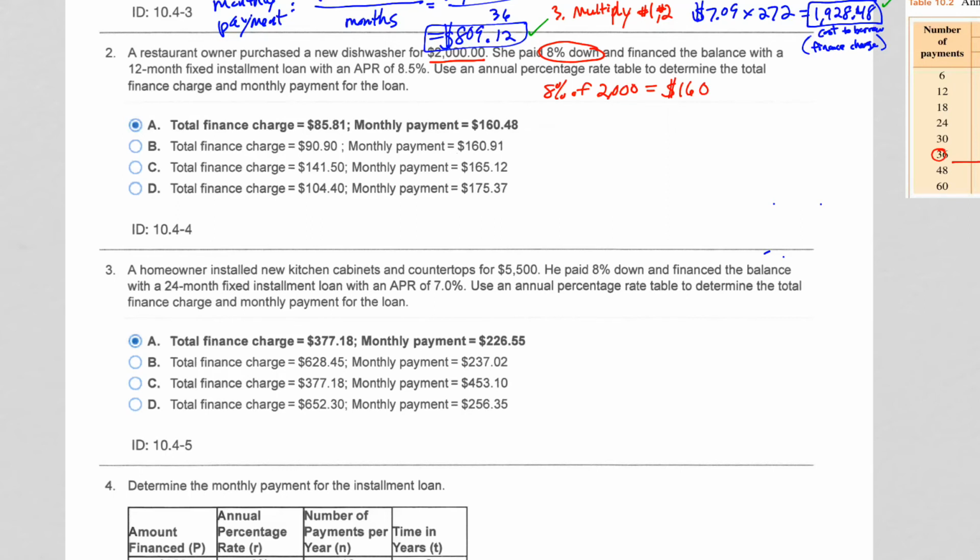Okay. Now, the balance is going to be: it costs this much, I'm paying this much, and this is how much I owe, $1,840. So this is the cash put in, and this is the loan, $1,840. And now we need to calculate the finance charge.